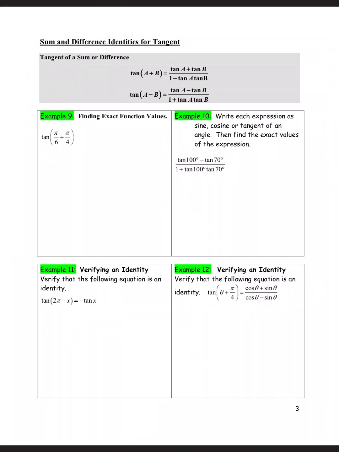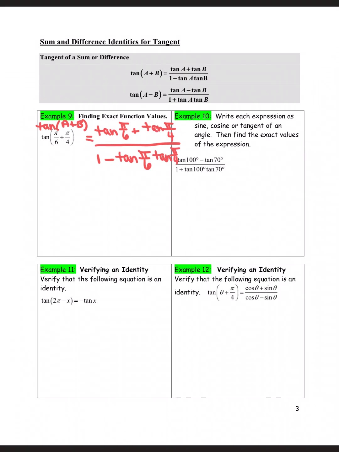So find the exact value of tan of pi over 6 plus pi over 4. So that's tan of a plus b, which is tan of a, which is pi over 6, plus tan of b, which is tan of pi over 4, divided by 1 minus tan of pi over 6 times tan of pi over 4.